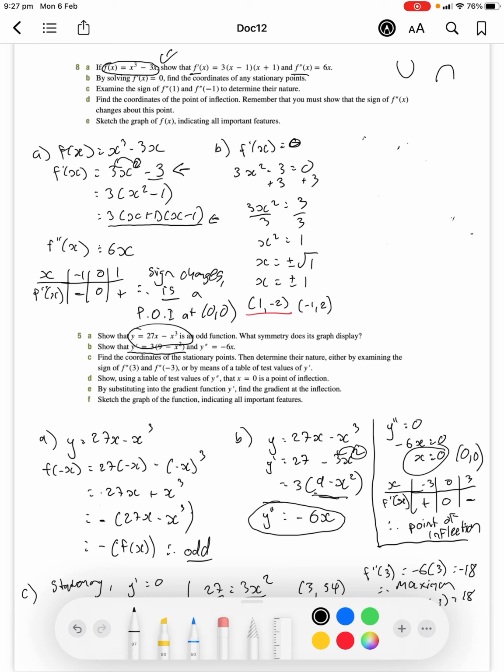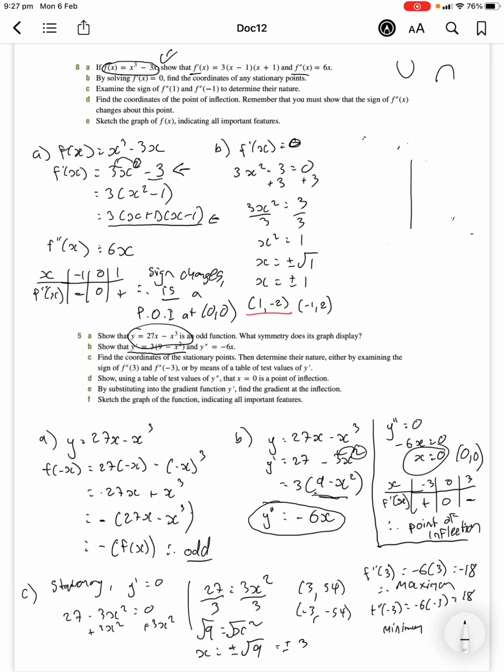So if we go back to what we're looking at, we now have all of this different information. We know there's a point of inflection at 0, 0. We know that 3, 54 is a maximum. So we have 3, 54, which will be up here, maximum. We know -3, -54 is a minimum. So we can connect all these together and we end up with a curve that's going to look just like that. By having the gradient of 27, your graph will be a lot nicer than mine.